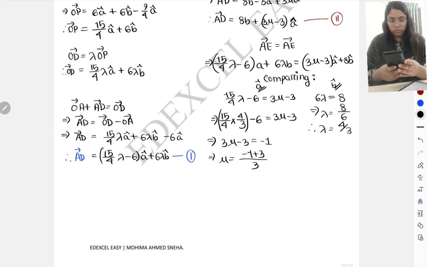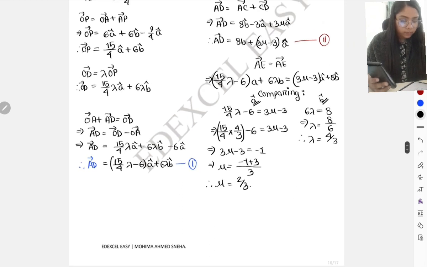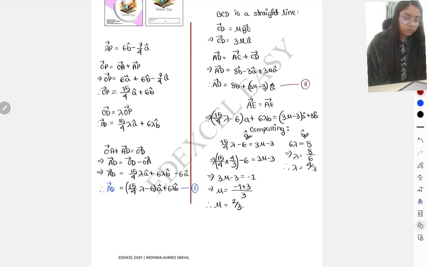So minus 1 plus 3 divided by 3 is just 2 by 3. So you get the final value of mu as 2 by 3. Now, if I remember, the question never asked you to calculate the value of mu and lambda. Maybe they're trying to calculate the value of AD, right?